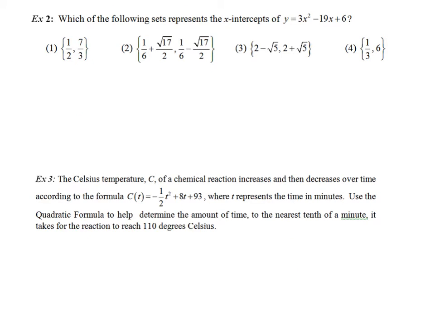In exercise number 2, it says, which of the following sets represents the x-intercepts of y equals 3x squared minus 19x plus 6? Now again, we're seeing that word x-intercept. So that should be telling us that we are letting the y be equal to 0. So I'm going to make my equation 3x squared minus 19x plus 6, and I'm going to set it equal to 0. Please pause the video and solve this quadratic equation for the x-intercepts by using the quadratic formula.